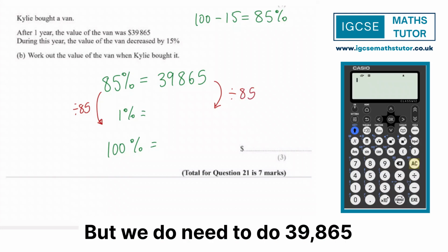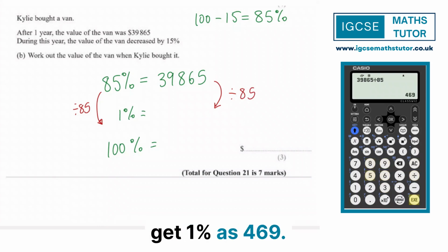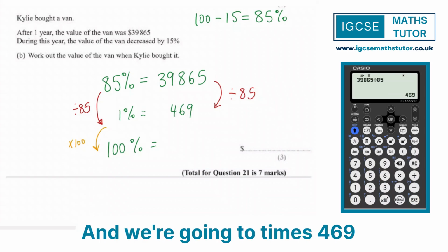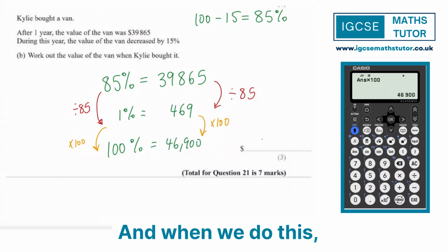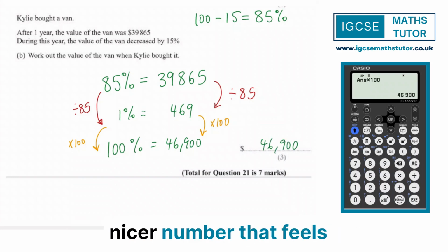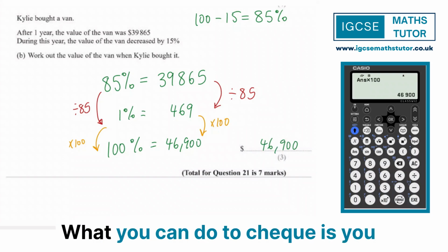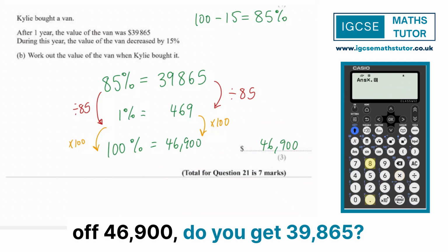But we do need to do 39,865 divided by 85. And we get 1% as 469. Now to get to 100%, we times by 100, and we're going to times 469 by 100, which is 46,900. And when we do this, we should always get back to a nicer number. That feels nicer than 39,865. What you can do to check is if you take 15% off 46,900, do you get 39,865?